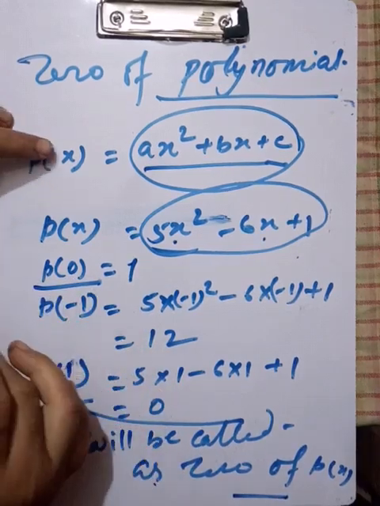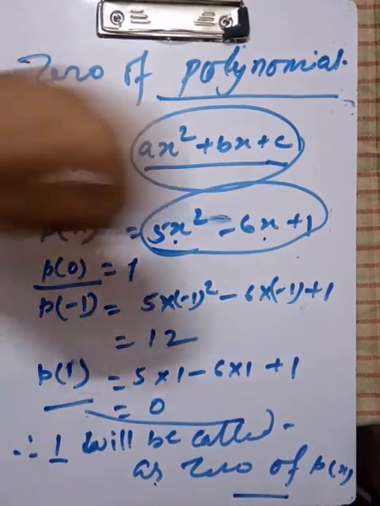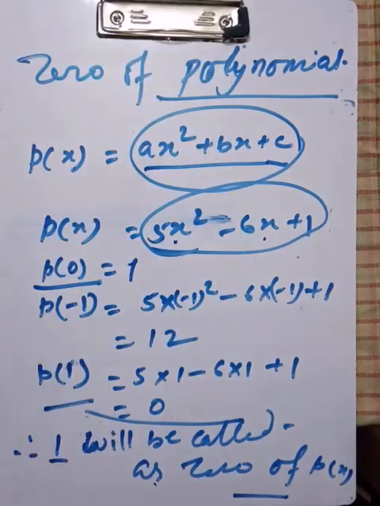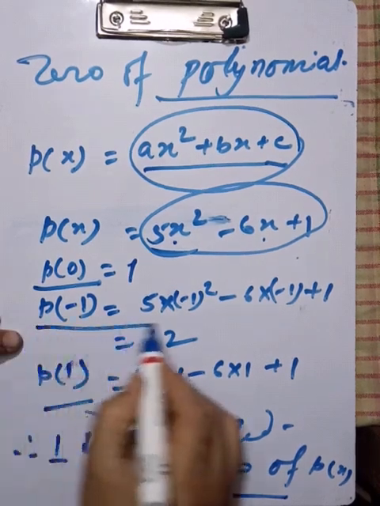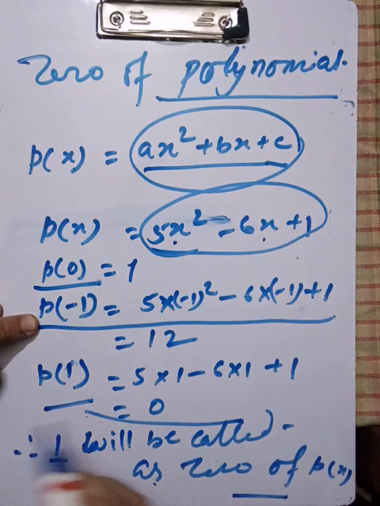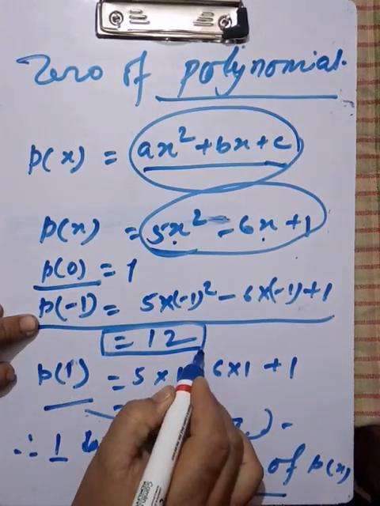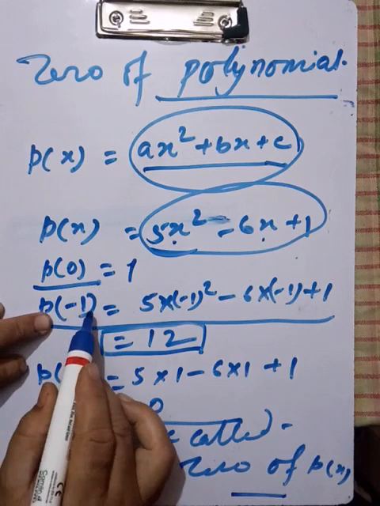If you put any other number, suppose I take 3 in place of x, whatever number we get will be called the value of the polynomial for x equal to that number. Here I have put x equal to minus 1. So we will write the value of polynomial p(x) is 12 for x equal to minus 1.